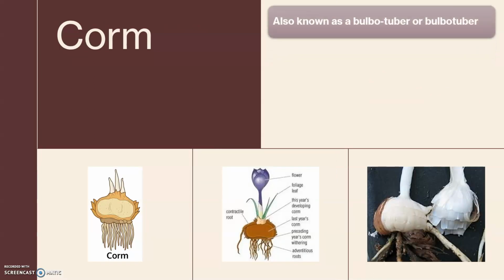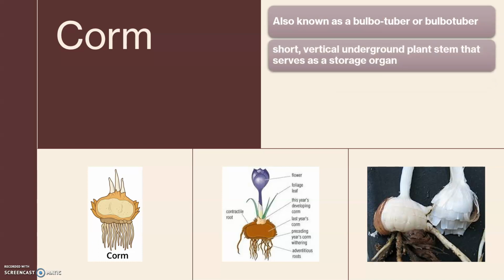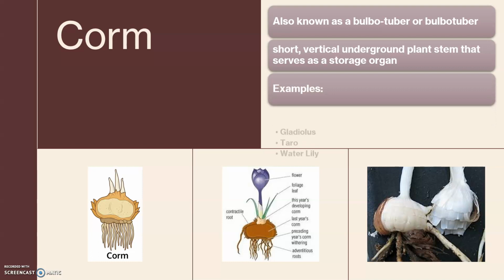Corms are also known as bulbotubers. They are short, vertical, underground plant stems that serve as a storage organ. Examples of corm include gladiolus, taro, and water lily.